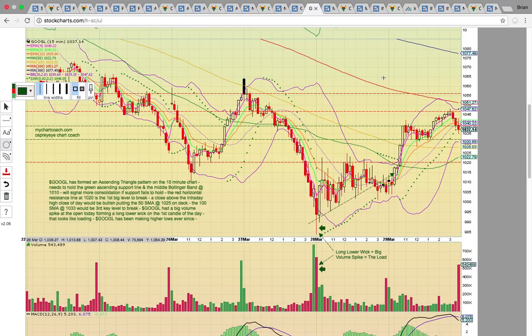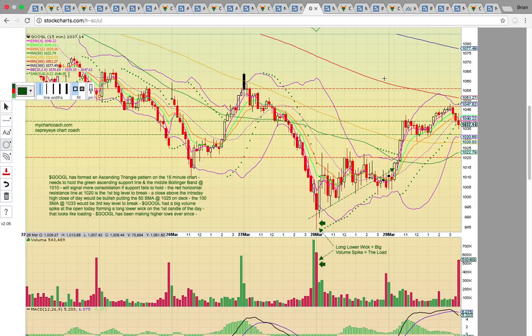Okay, let's look at the Google 15-minute chart. This is a chart that was put out on the Wednesday of last week in our chat, and it came down and formed this ascending triangle type pattern. It had the bounce off of the low, and it looked like it could break out of the top of the horizontal resistance. We were going by the 1020 high close. We wanted to see a break above that level to signal that it wanted to head higher.